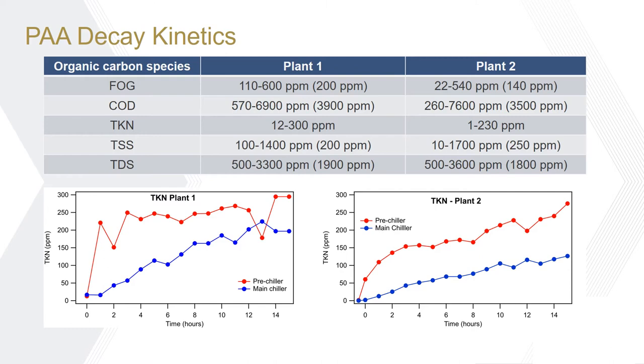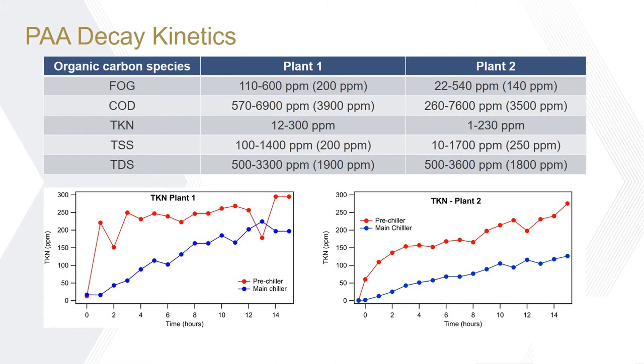On the other hand, the main chiller saw a continual, albeit slow, increase throughout the processing day for both plants. The chemical oxygen demand for both plants were similar in their trends and concentrations. In the pre-chiller in both plants, the concentration reached some steady state after 4 hours, but continually increased throughout the day in the main chiller, as expected. Similar trends were observed in the total suspended solids and total dissolved solids for both plants.